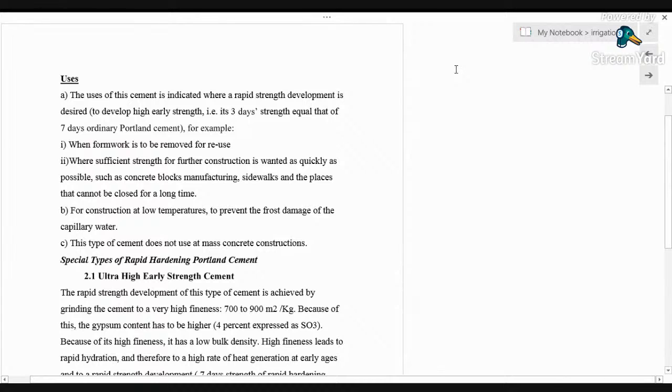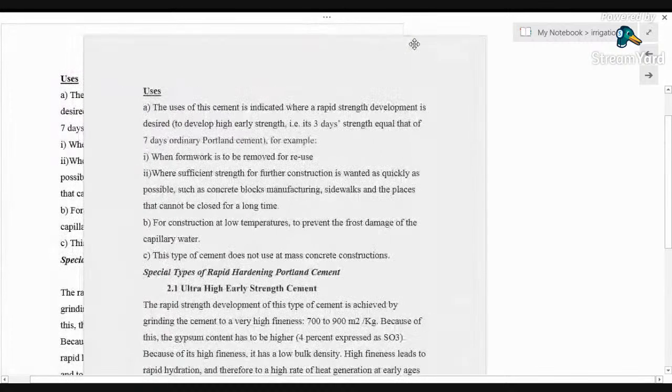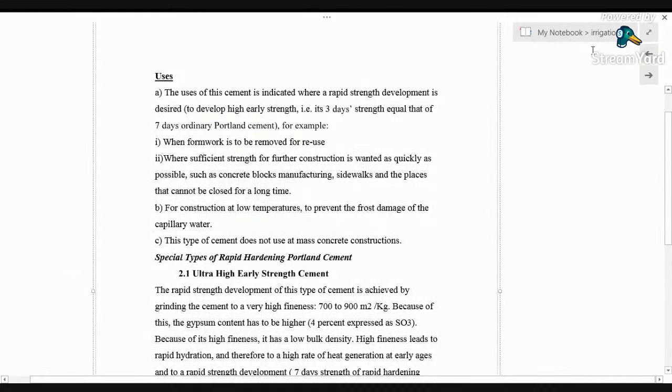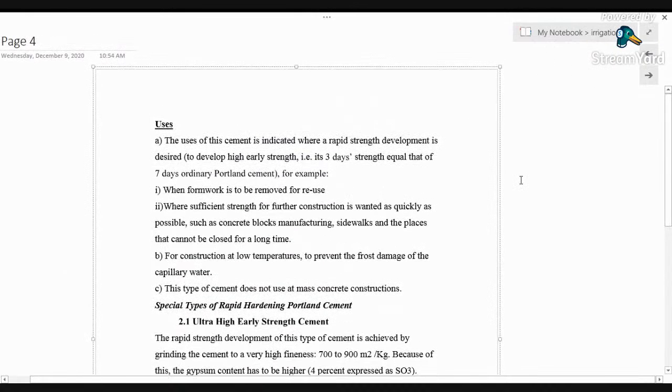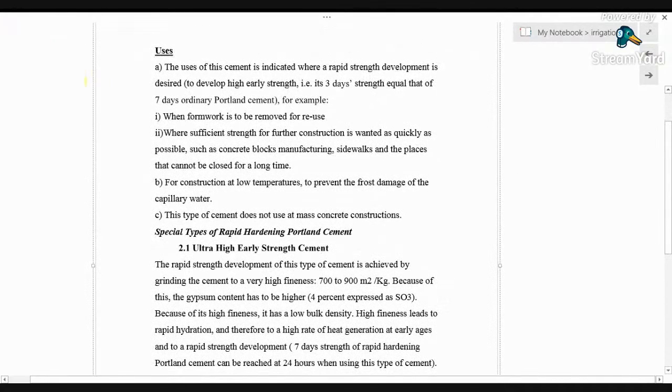So where can we use this rapid hardening cement? The use of this cement is indicated where rapid strength development is desired. We want the strength to be gained very rapidly. Suppose we are designing any construction, and you cannot allow the construction to take a very long period of time. There you want the structure to gain the strength very quickly, and then we can use the structure for our serviceability requirement. So there we can use this rapid hardening cement, RHC.